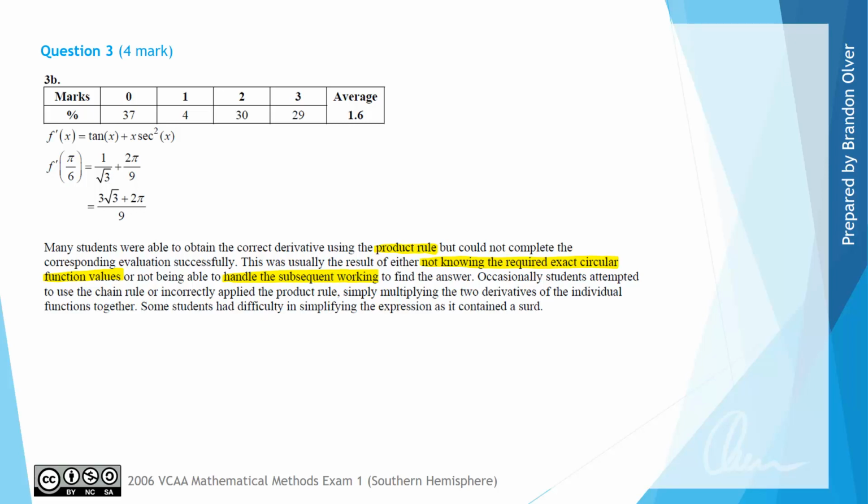So the take-home message from that comment is you need to know your exact circular functions values, and you need to be able to do the appropriate arithmetic with them. So you need to be able to multiply, square them, add and subtract those fractions.